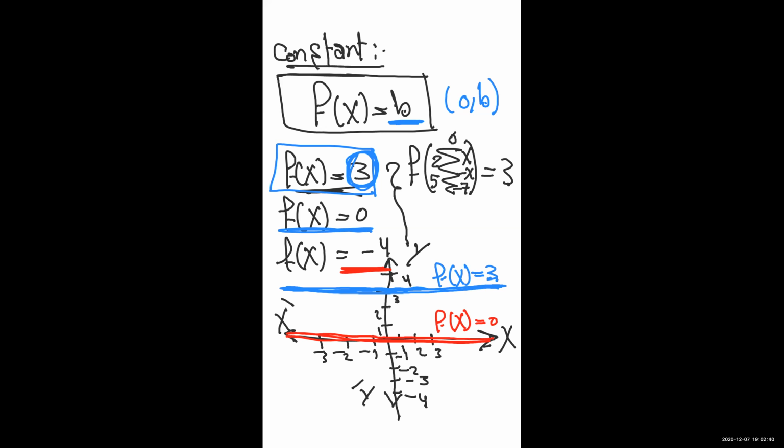If it's a negative value, it will be a straight line below the x-axis, and passing through -4, like this one. So it's a straight line parallel to the x-axis and passing through the point 0 and -4. Actually, that was the constant function.